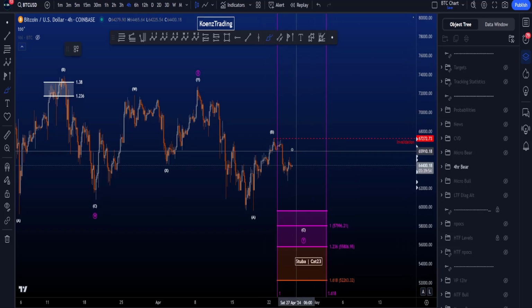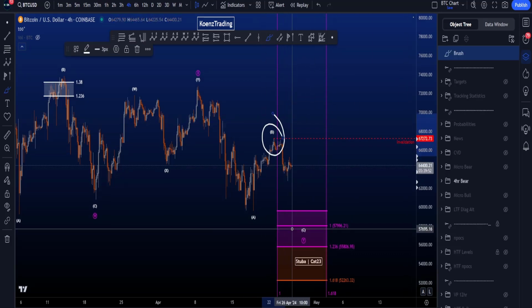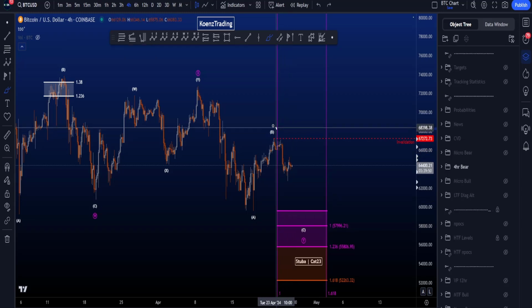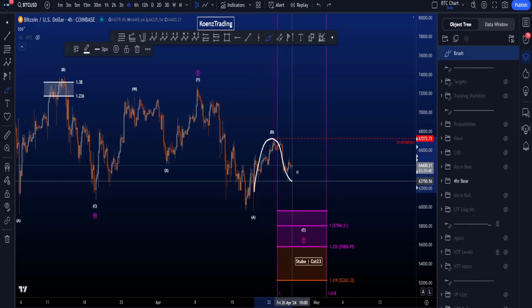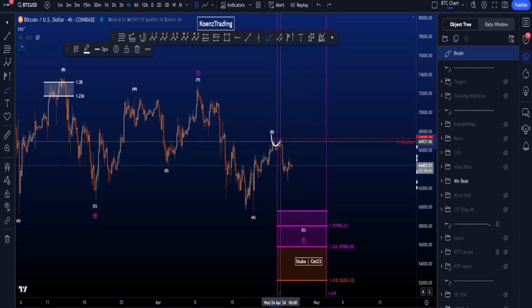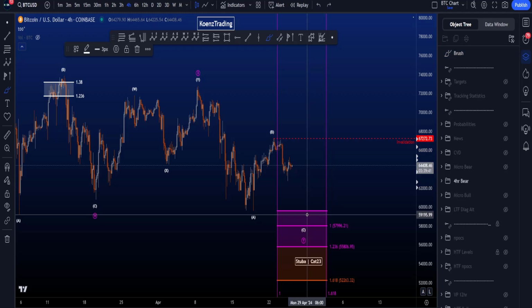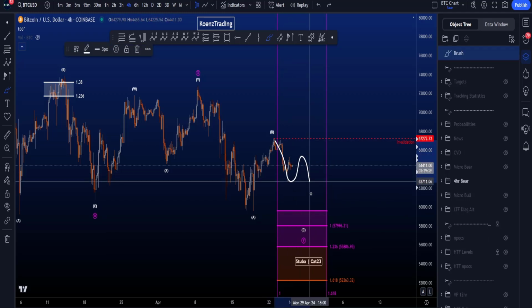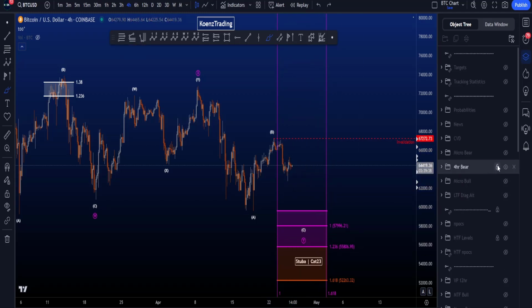Currently, I put the invalidation on top of the high over here. Of course, this wave B can be a little bit longer, right? Can be a bigger 3-wave structure, but ideally at the moment this would be the high, and this is a beginning of an impulse to the downside in a wave 1, 2, and eventually a wave 3 for lower prices.